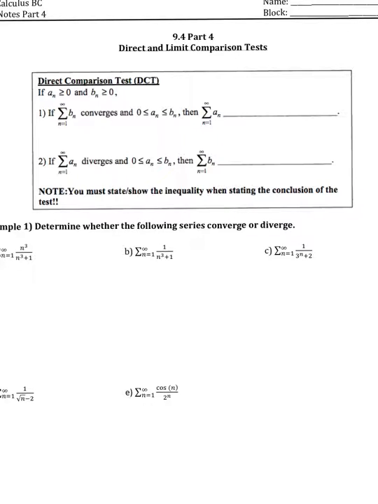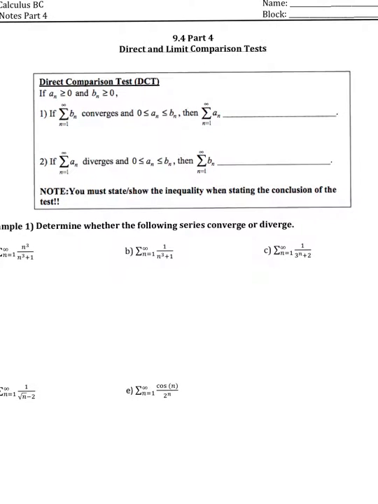It says if a sub n is greater than 0 and b sub n are greater than 0. So notice, we've got positive sequences. Start there, and whenever you're looking to use the test, make sure your sequence is always positive. If it's not, move on to another test.